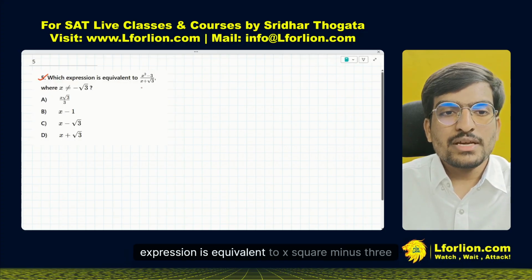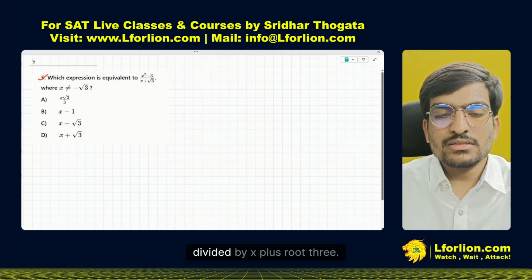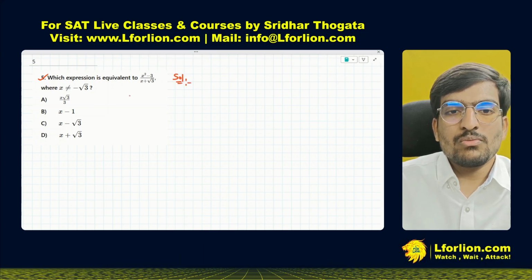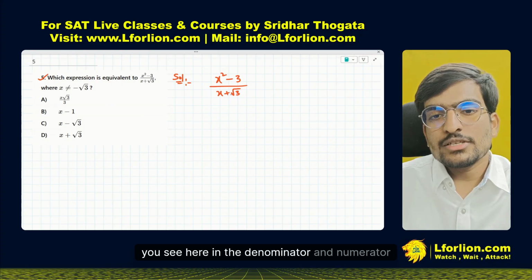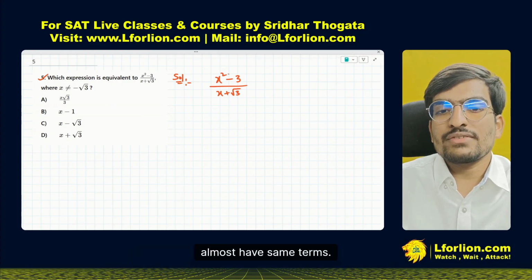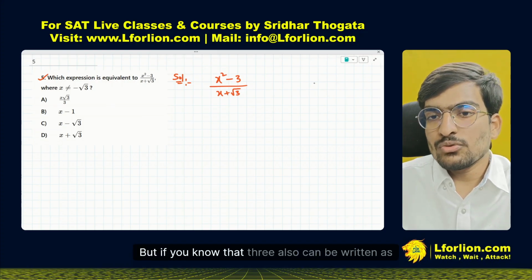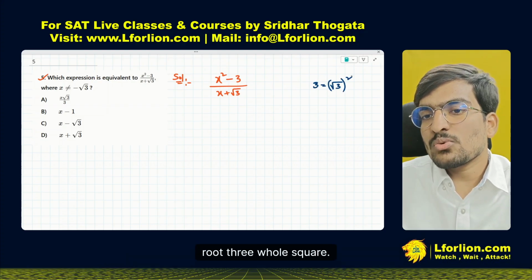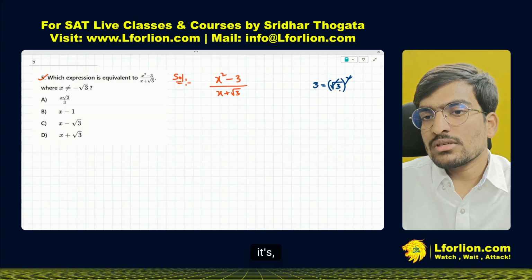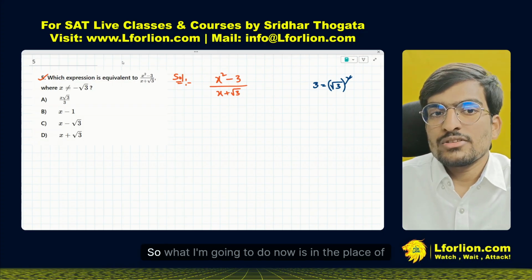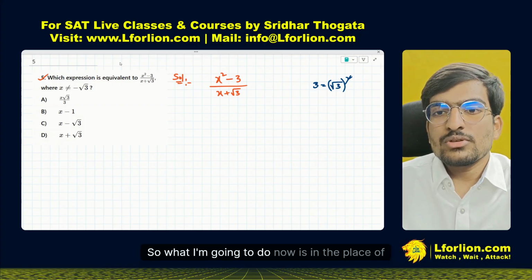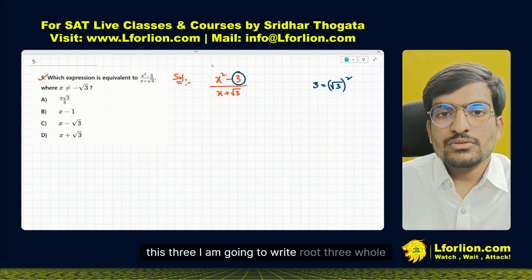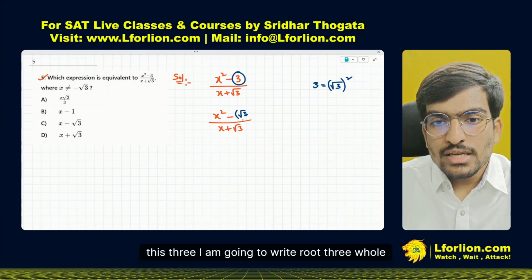Which expression is equivalent to x square minus 3 divided by x plus root 3? This is a so simple one. You see, here in the denominator and numerator we almost have the same terms, but you know that 3 also can be written as root 3 whole square, like if you cut out, it's obviously 3. So what I'm going to do now is, in the place of this 3, I'm going to write root 3 whole square.